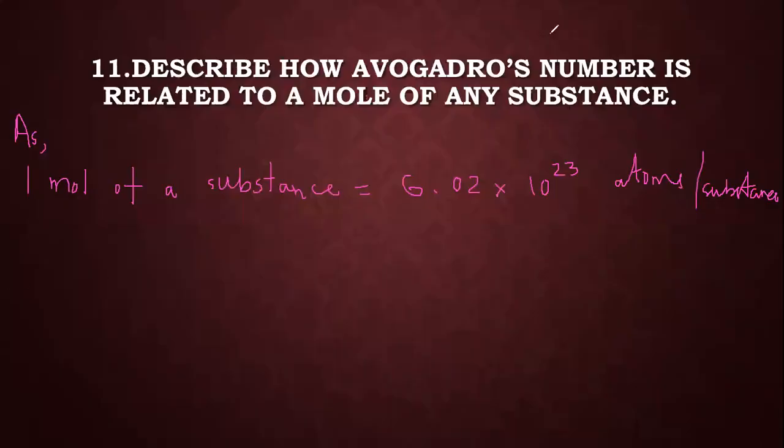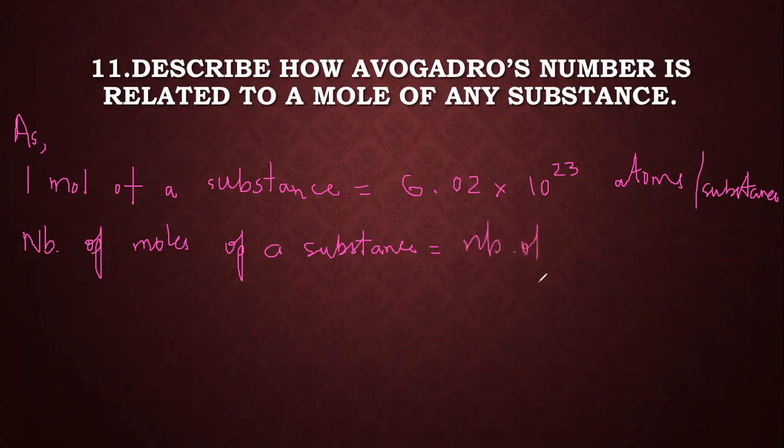Now, as we know, 1 mole of substance equals 6.02 × 10^23 atoms or molecules. So the number of moles of a substance must be equal to the number of molecules divided by its Avogadro number. Okay, this is described earlier.